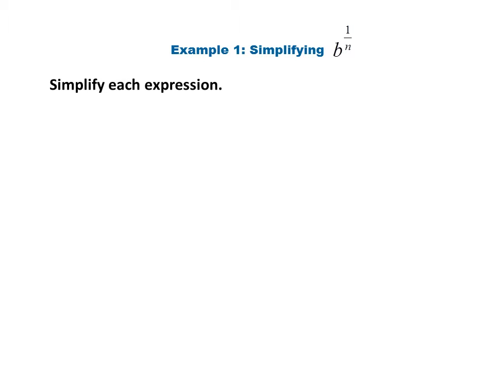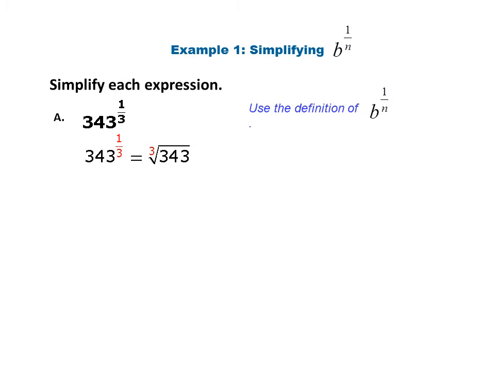Okay, simplify each expression. So I have now 343 raised to 1/3. Now remember, I want to write it as a radical. And what do I do then? The 3 becomes the root of the 343. So I'm going to ask myself, what is the cube root of 343? In other words, what does that mean? It means what number multiplied by itself 3 times would give me 343?